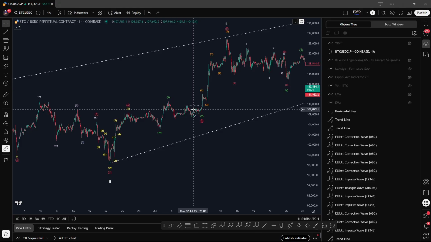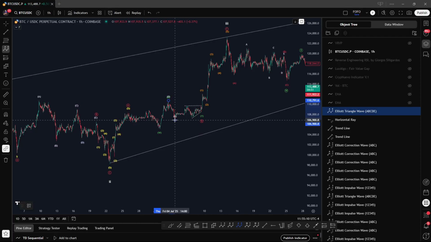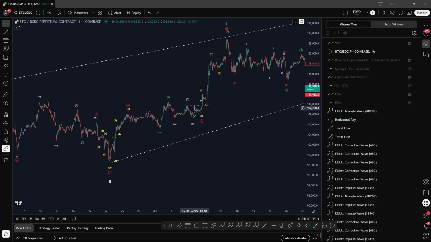Triangles don't have combinations, so it's simple. Okay, so A, B, C, D, E. This is what's called a barrier triangle, where B and D, if I were to throw labels on that, which I can quickly here, we have A, B, C, D, E. B and D end at roughly the same point. And then A, C, and E can contract.